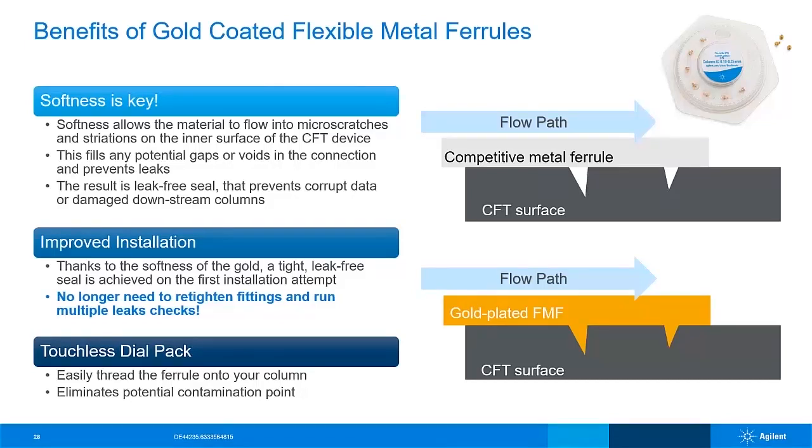Additionally, with the gold ferrules, if there are any micro scratches or striations in the CFT device from previous use with other metal ferrules, the gold is soft enough to flow into these scratches and provide a leak-free seal without requiring extra wrench turns and repeated leak checks. In testing, users would install the pre-swaged gold ferrules and column into the CFT device with the required wrench turn and then leak check the fittings. No leaks were detected and no additional wrench turns were required, so the users were able to be up and running again quickly. They didn't have to spend time checking and rechecking the fittings before or after thermal cycles.